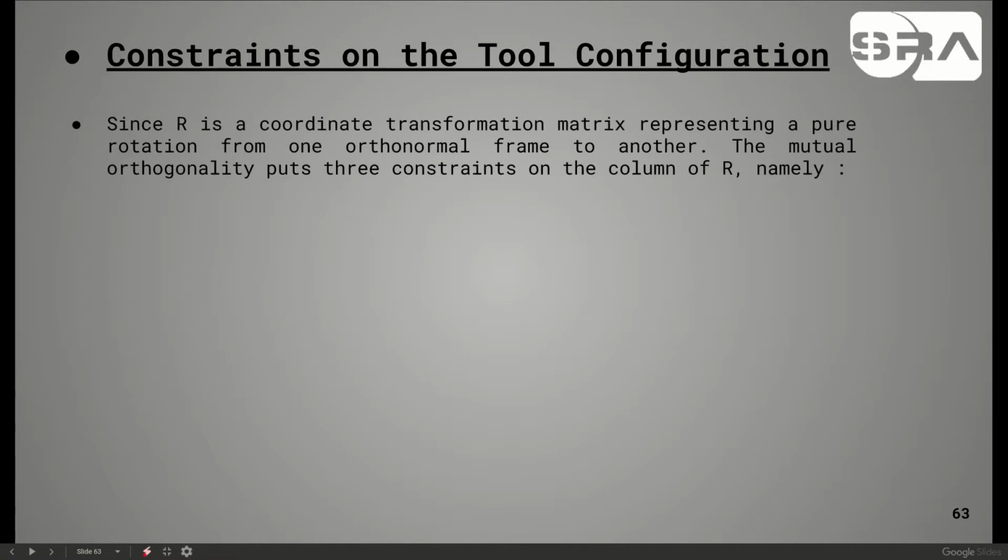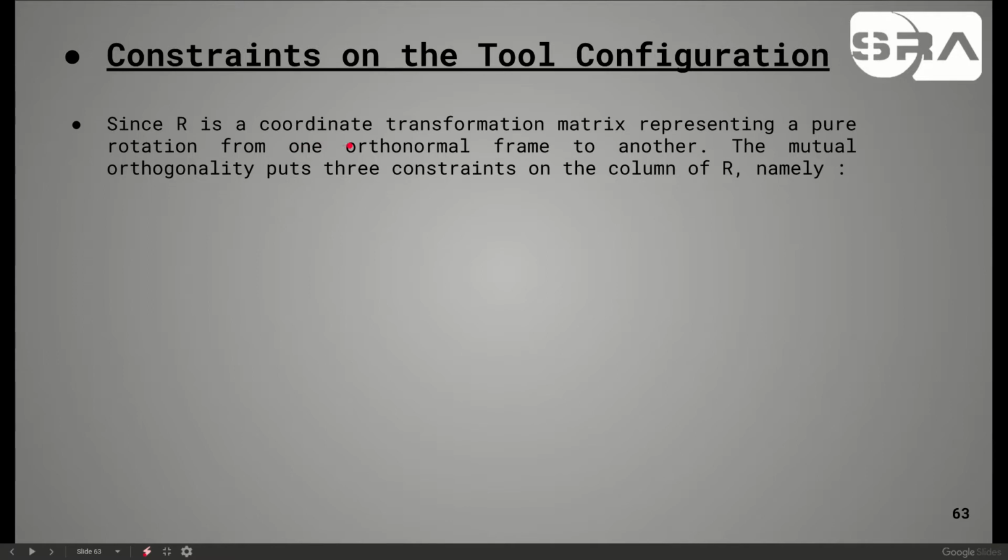Now the constraints on the tool configuration. This is the part wherein we'll discuss the constraints and why those 12 equations were not independent of each other. If you saw the earlier photo of the aeroplane, you could see that the roll, pitch and yaw were basically three axes. They were rotating on three axes, and those were perpendicular to each other. In a mathematical way, we call perpendicular vectors orthogonal vectors. So basically those three vectors were orthogonal to each other.